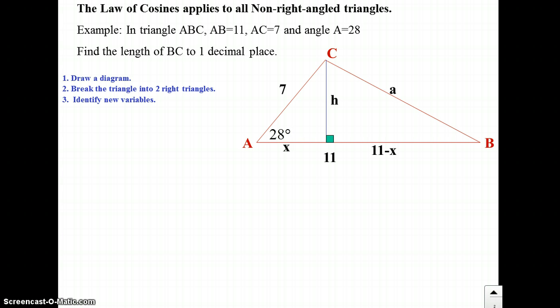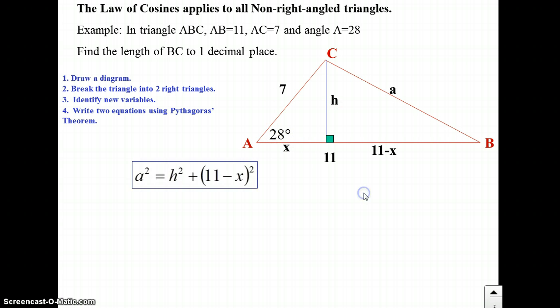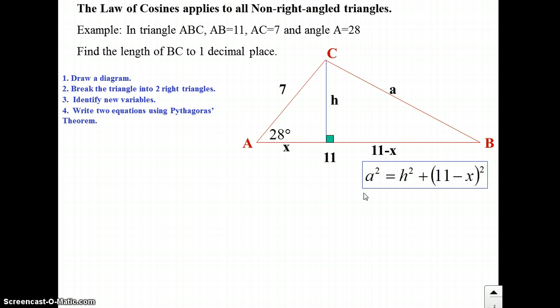Let's write the equations using Pythagoras' theorem. I now have two right angle triangles. So in the first right angle triangle, I would say that 7 squared equals h squared plus x squared. And in the second right angle triangle, I would say that a squared equals h squared plus (11 minus x) squared. All right, so I've got two equations based on Pythagoras' theorem for two right angle triangles.